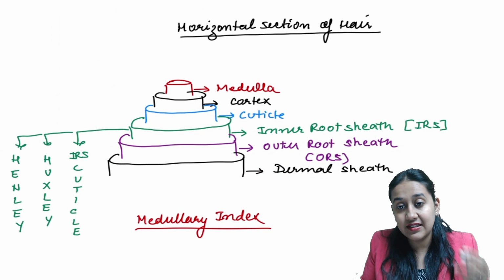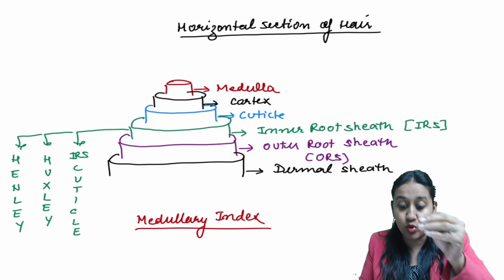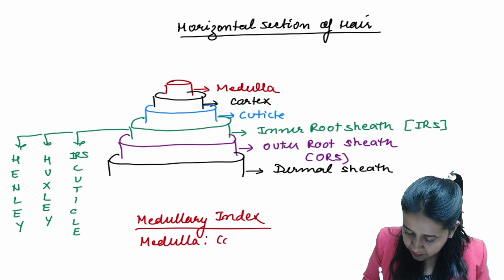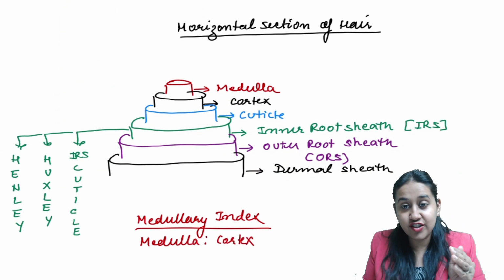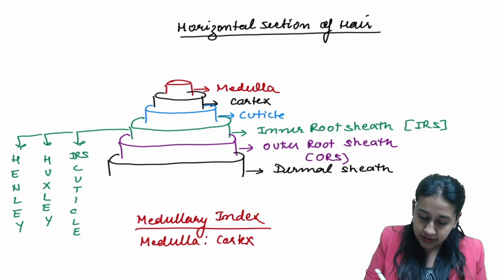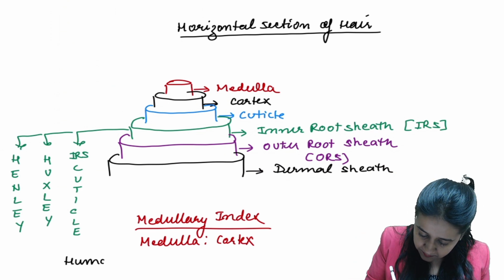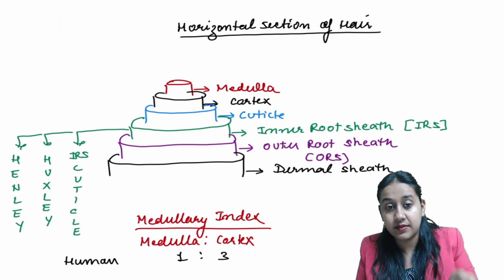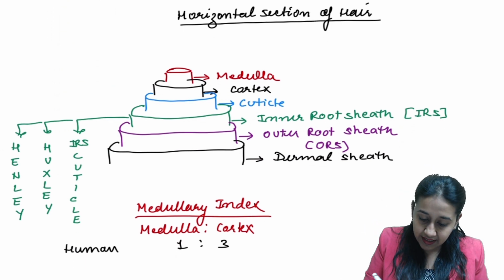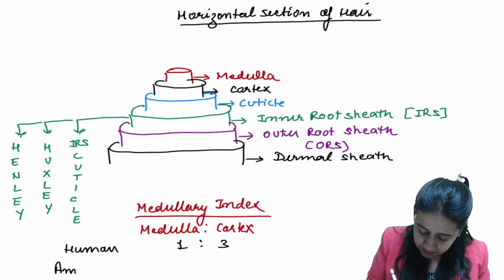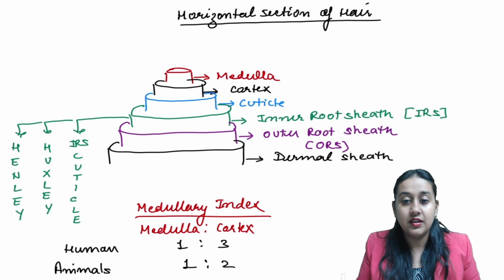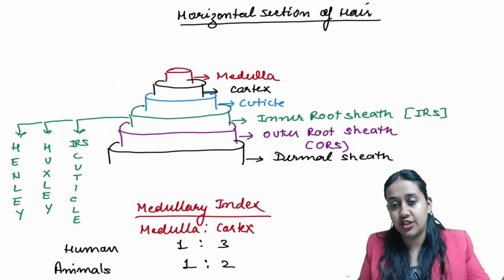What is a medullary index? It is a ratio of medulla to cortex. In humans, it is 1 is to 3. So cortex is 3 times that of medulla. But in animals, it is 1 is to 2. The cortex is twice as large as medulla.